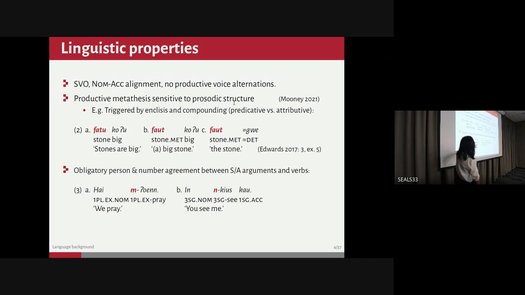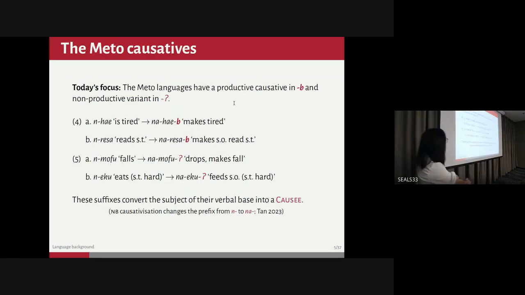Also, just so you see what the N is, I'm going to give all verbs with an N, which is the third singular agreement prefix. And this has two forms, N and also na. Okay, well, what I'm actually focusing on today are these two suffixes, one which is a productive causative in B, so this is shown in 4, and a non-productive causative in glottal stop, as shown in 5. So here I've given examples of both intransitives becoming causativized as well as transitives becoming causativized.